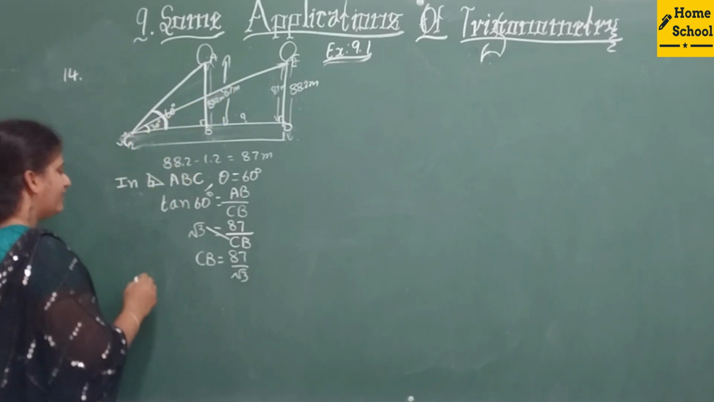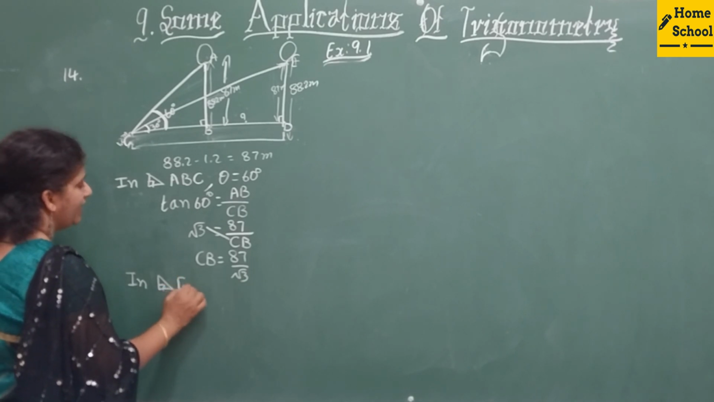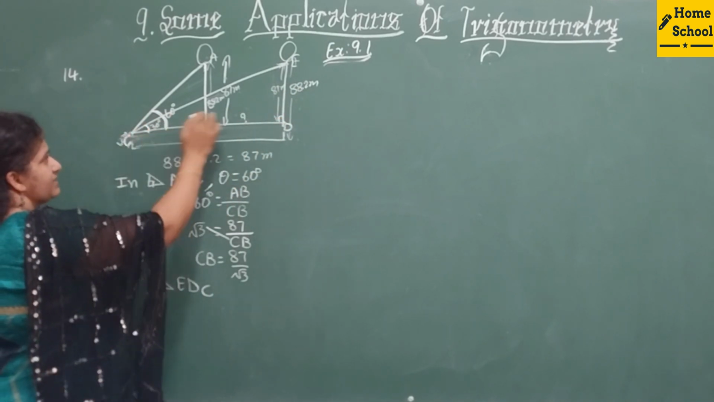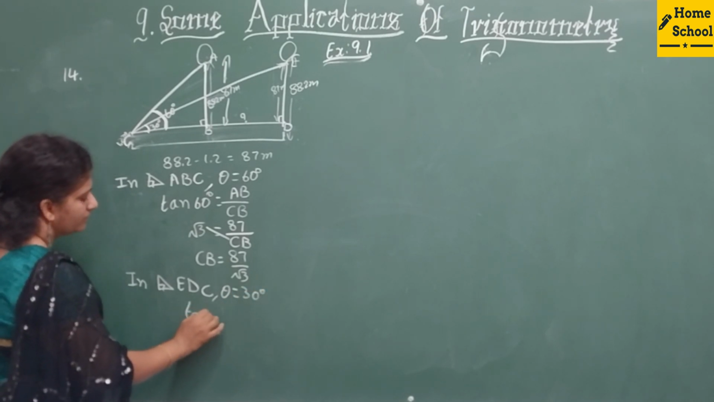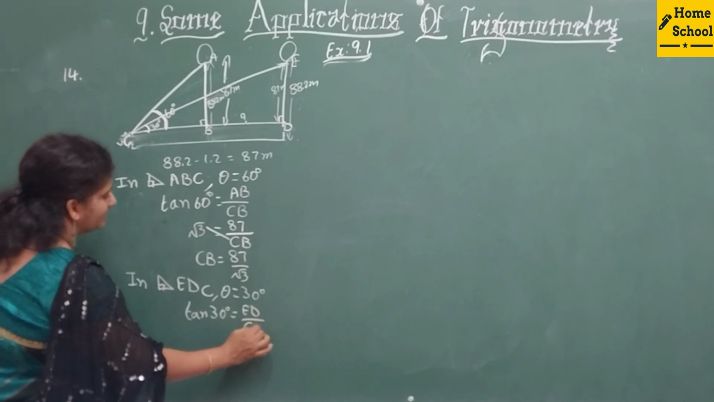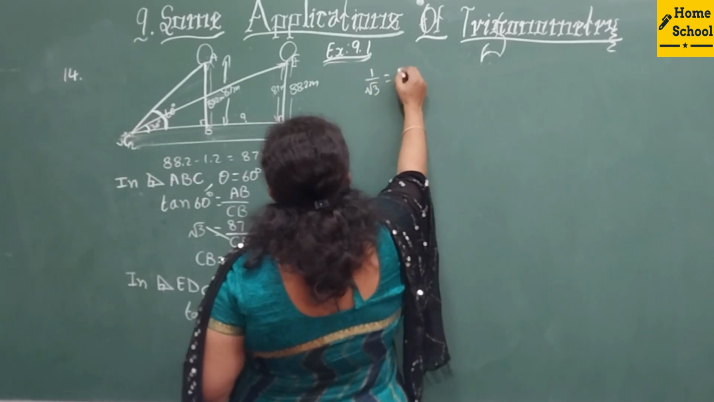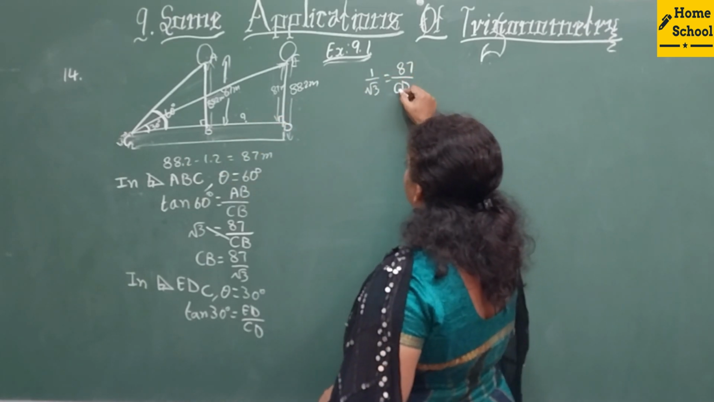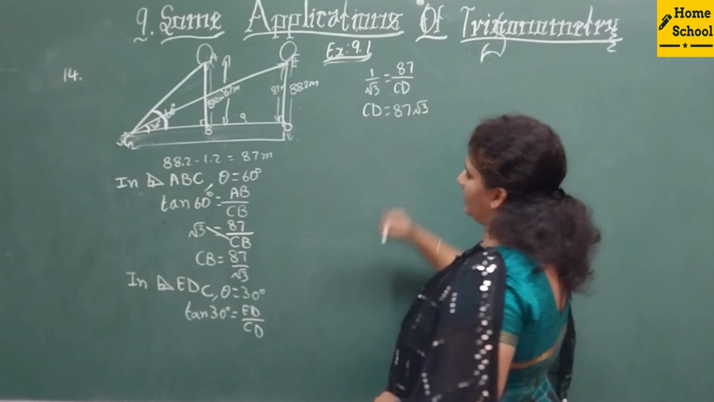Similarly, consider another right triangle. In right triangle EDC, angle is 30 degree. Theta is equal to 30 degree. Tan 30 degree is equal to opposite ED by adjacent CD. Tan 30 value is 1 by root 3. ED value is 87 and CD value we don't know. Cross multiply. CD is equal to 87 root 3.